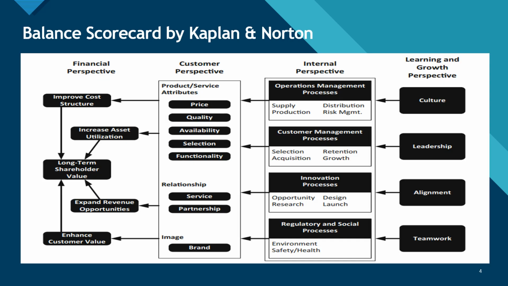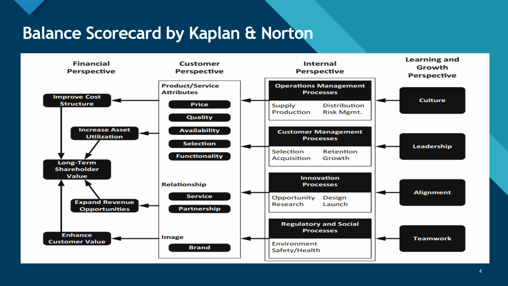So here you can see the balanced scorecard by Kaplan and Norton, and the four different subgroups where it was divided. If you see the financial perspective, it has improved cost structure, increased asset utilization, long-term shareholder value, expand revenue opportunities, and enhance customer values. And if you look at the customer perspective, the product or service attributes, they mainly check the price, quality, availability, the selection, and the functionality. So what is the relationship between them? The relationship will be the service and the partnership, and the image of the brand. So this is what the customer looks for.